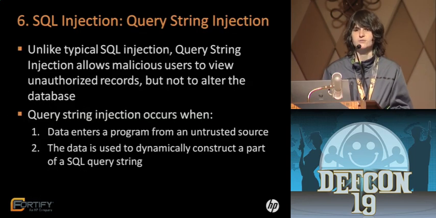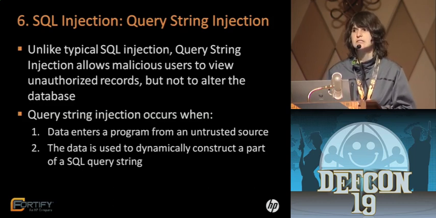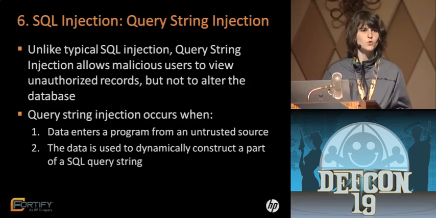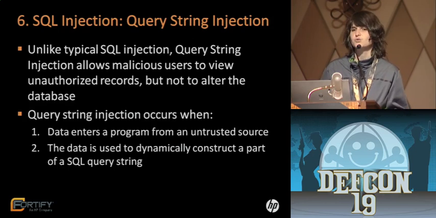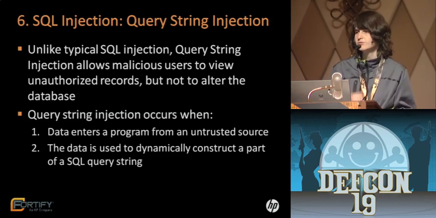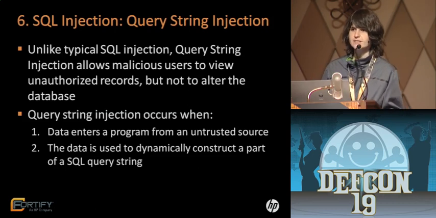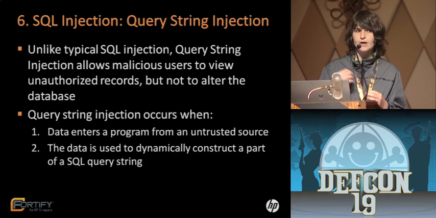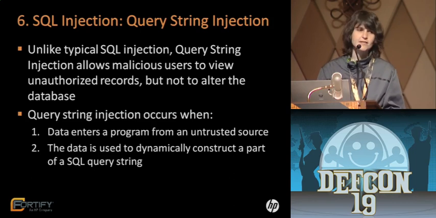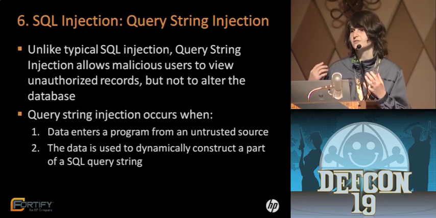A subset of a SQL injection vulnerability that we call query string injection vulnerability is something that doesn't allow you to modify the database, but allows you to view more records than you're supposed to, which basically makes it sort of an access control type vulnerability. And just like in the case of SQL injection, it also happens because untrusted and unvalidated data is dynamically concatenated into a part of a SQL query. So basically, in terms of Android, the difference between the two is the APIs that are exposed to you. Some APIs allow you to specify the entire query as a string. Some APIs allow you to specify parts of the query.